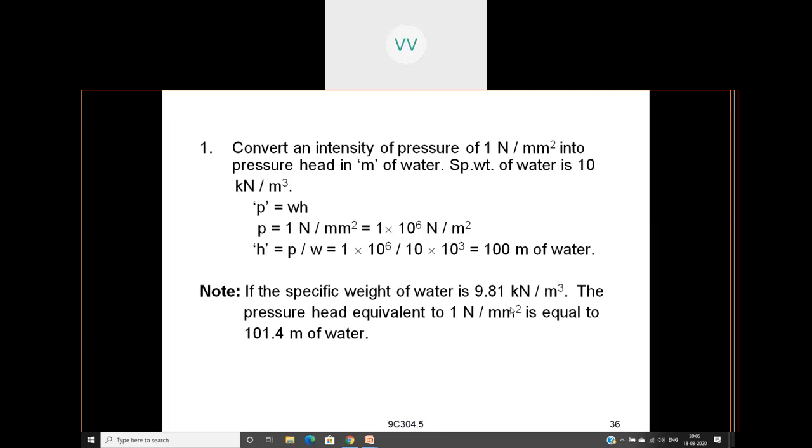So if the specific weight of water is 9.81 kilonewtons per meter cube, the pressure head equivalent to 1 Newton per mm square is almost 101.4 meter of water. So 100 and 101, it is almost similar. So nearby values all are valid.